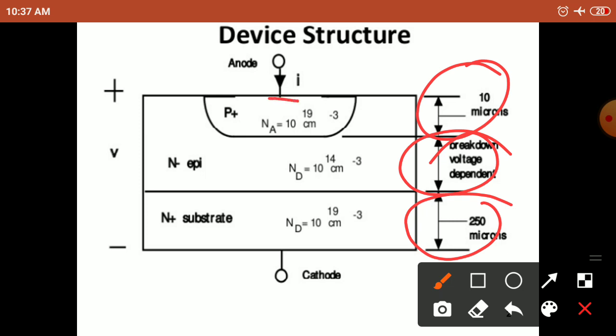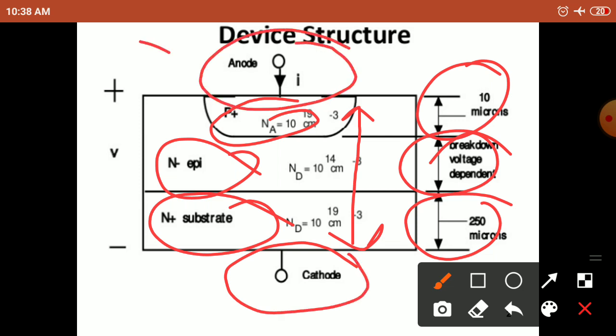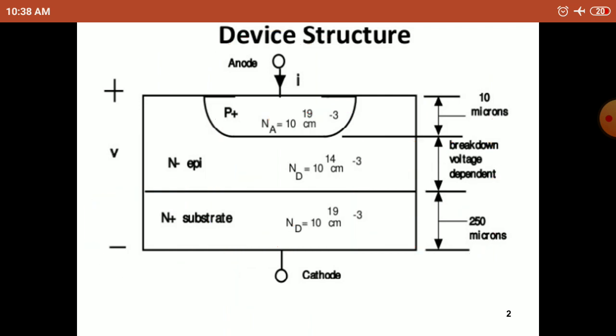So this is the P plus substrate, N minus substrate, and N plus substrate. They are all layered one above the other. The power semiconductor materials are layered one above the other to manufacture the power diode. This is the device structure of your power diode. The cathode is connected to the N plus substrate and the anode is connected to the P plus substrate. The anode is the positive polarity and the cathode is always the negative polarity. This is the constructional view, or the internal structure, of the power diode.